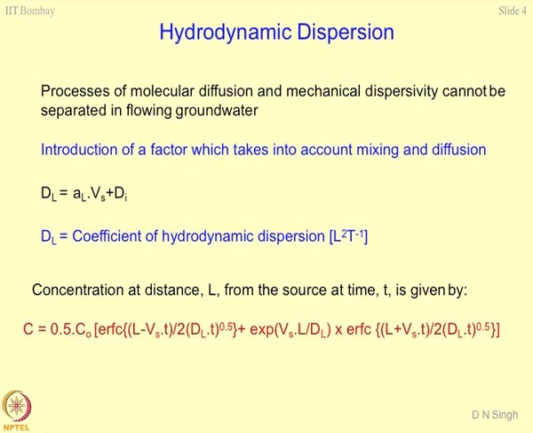You must have done error function analysis, no? Anyway, so this is the error function of L minus Vs times T, upon the distance divided by 2 times the coefficient of hydrodynamic dispersion multiplied by time to the power half. Is this okay? So this is a simple model which you can use to obtain C at a given time if distance is known or vice versa. Now most of the environmental agencies, what are they doing?